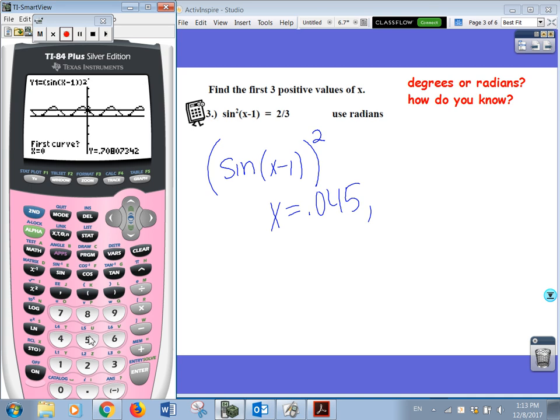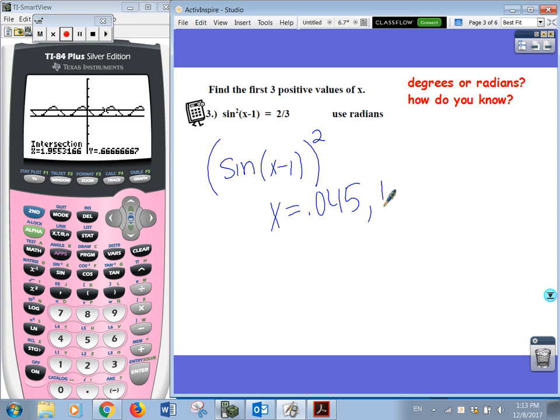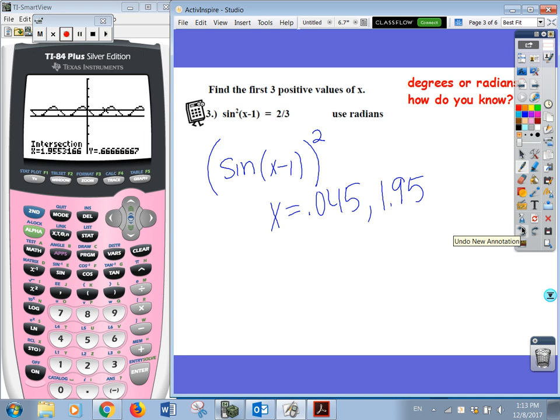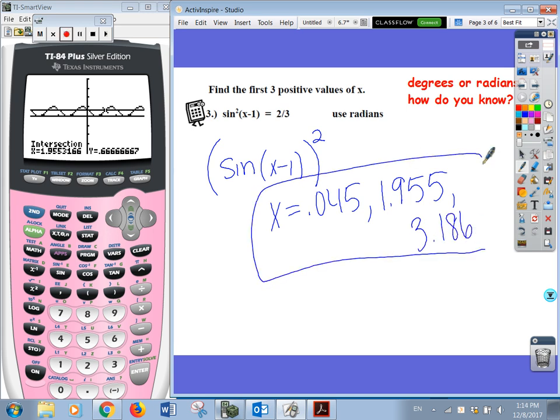Again, second trace 5. Scroll over. You don't like scrolling on the curve, scroll on the straight line, whatever you want to do. Again, you hit enter too many times, it goes away, so don't get enter happy. Next one, 1.955. And then our third one, 3.186. And there are your first 3 positive.